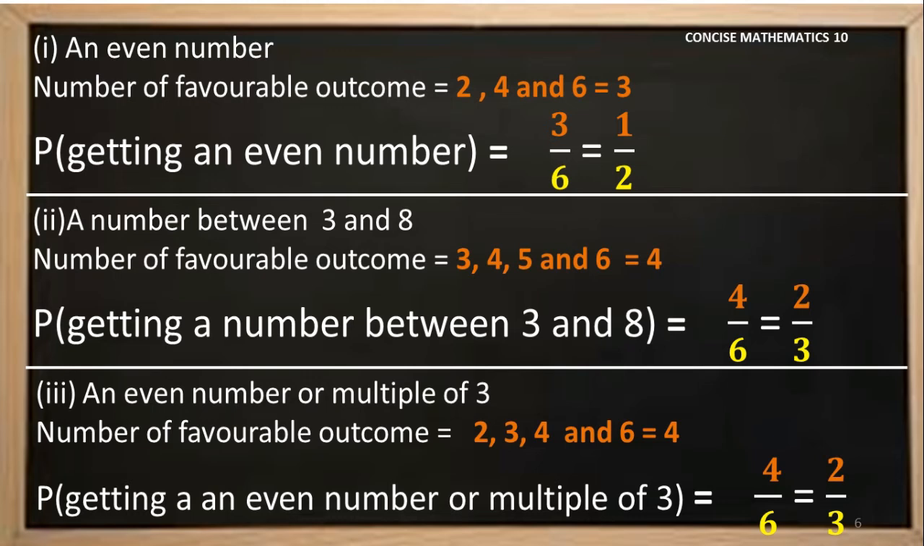Hence, the favorable outcomes are 2, 3, 4 and 6, which is equal to 4. The probability will be equal to 4 by 6. Its value is equal to 2 by 3.